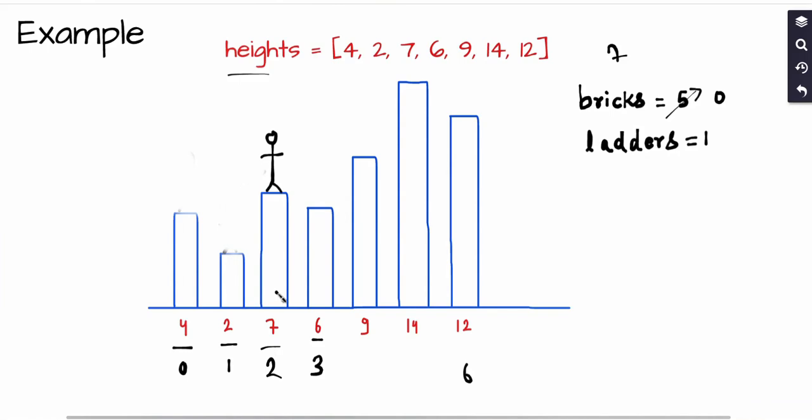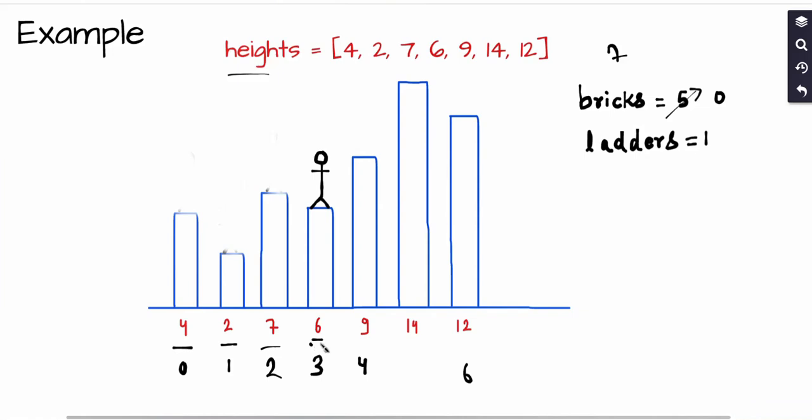So I do not need to use bricks or ladders. I just jump to building number 3. So here I'm standing at building number 3 and I see the next building, which is building number 4. And I see that building number 4 is taller than the building on which I'm standing. So I require either bricks or ladders.